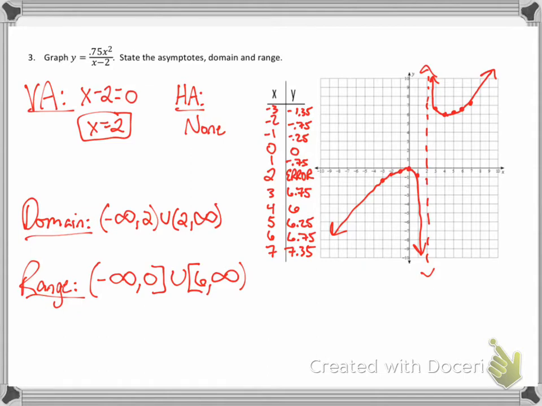Domains and ranges, again, domain you're looking left to right, range you're going from the lowest to the highest. You really do have to pay attention, though, to see where you might have gaps in your graph that aren't just at the asymptotes. So do want to pay attention to that. So that is how you graph rational functions.